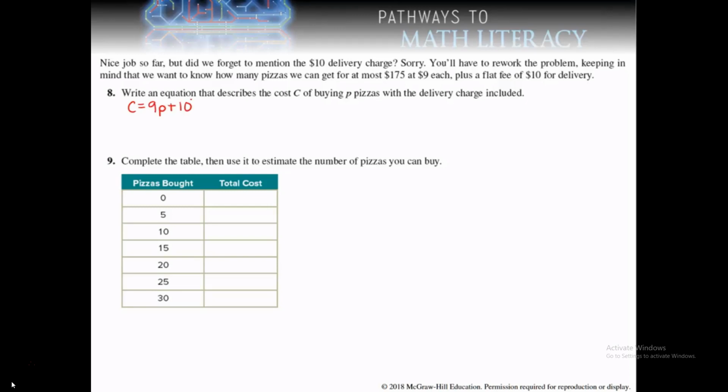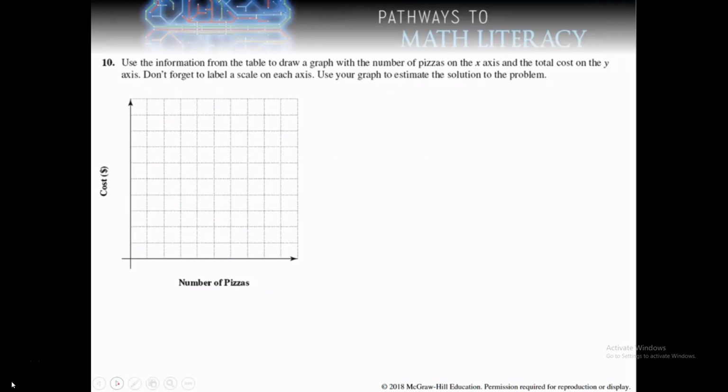So we'll use that to complete the table in number 9. So 0 pizzas now, if we're adding up the bill, before we put any pizzas on the bill, we already have the $10 delivery charge. And then 5 pizzas, we plug that in, we get 9 times 5 plus 10, so that's $55. 10 pizzas, we plug that in, that's going to be $100, and so on. And then we'll use that table in number 10 to make a graph. And then if we find $175 on this graph, it looks like it's just a hair over 18 pizzas, not quite to 19.